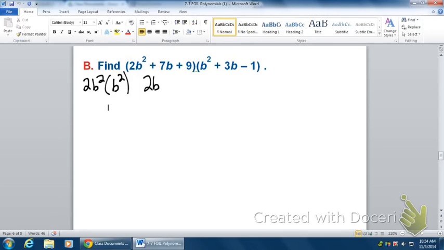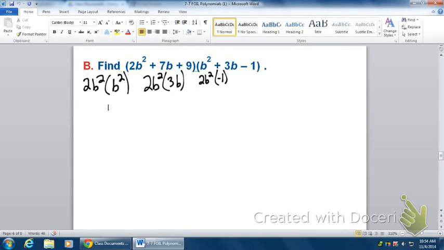I got a 2b squared times 3b. Okay. I got a 2b squared times negative 1. Alright. So now I'm done with my 2b squared. I've distributed it through each one.